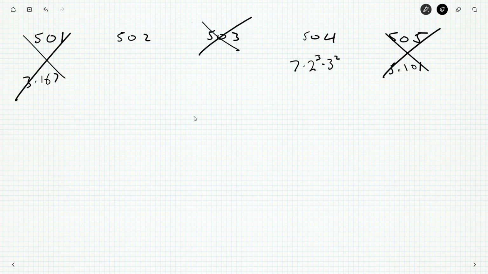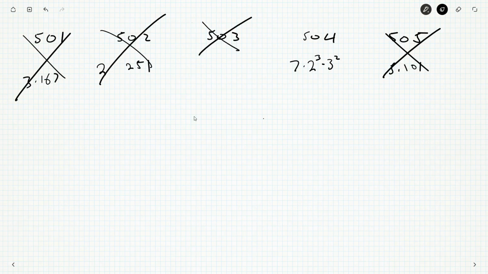How about 502? 251 times 2. 251 is not a multiple of 3, but it's less than 256, so I only have to check primes up to 16, so primes up to 13. Not a multiple of 13, not a multiple of 11, not a multiple of 7, not a multiple of 5. So this is it. It's semi-prime, so that's also not going to work.